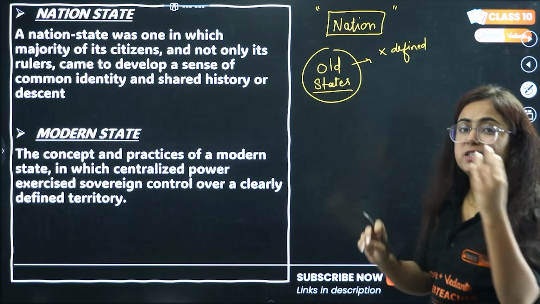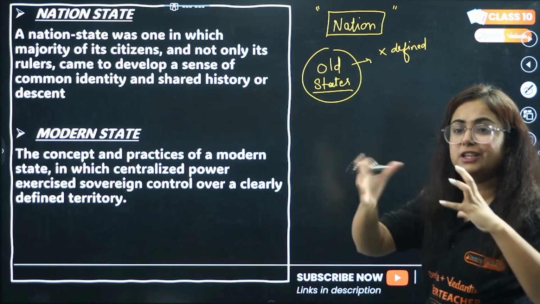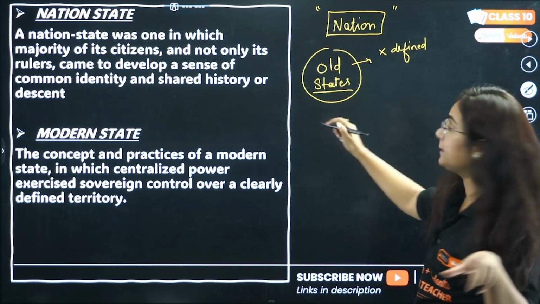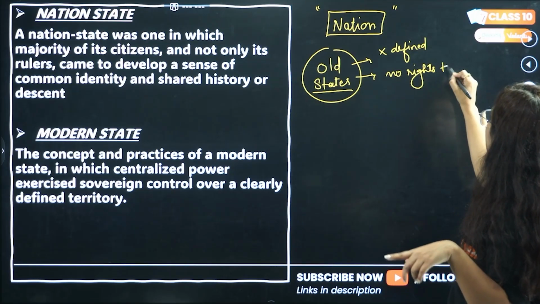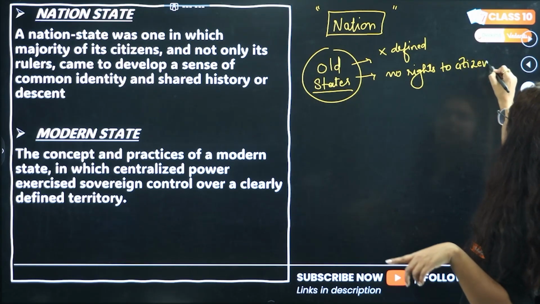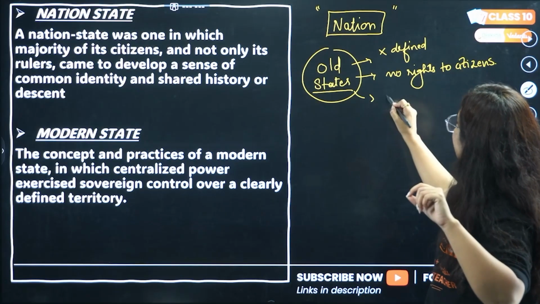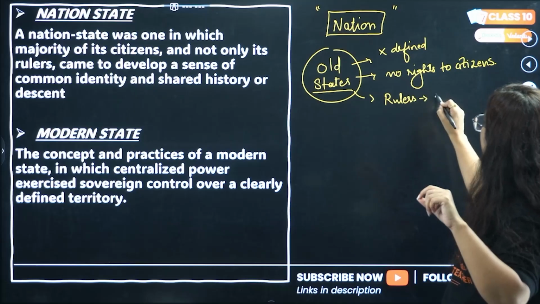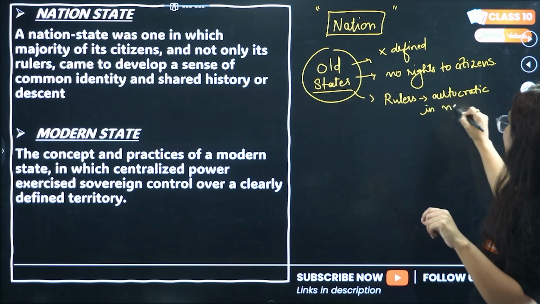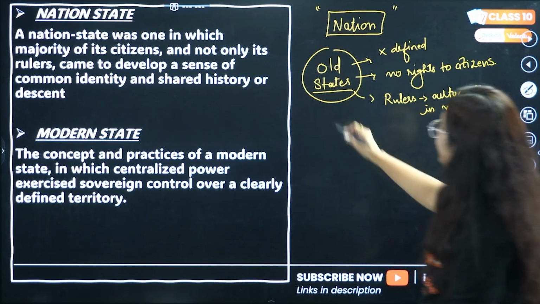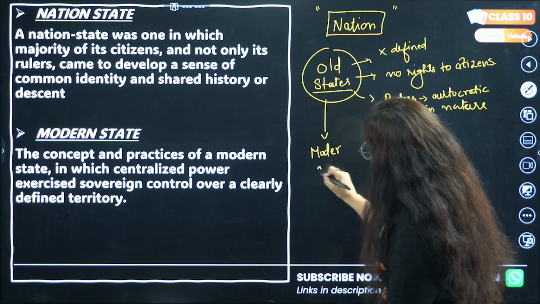Similarly in Europe, like the Bourbon dynasty of Spain or Napoleon, they were fighting among each other, and this old state was there. In this old state, there were no rights given to citizens. Some were enjoying privileges on the basis of birth, if you remember. Right? There was no defined territory, there were rulers, and these rulers were autocratic in nature. Now what happened, beta? Replacing this old state, the modern state came into being.